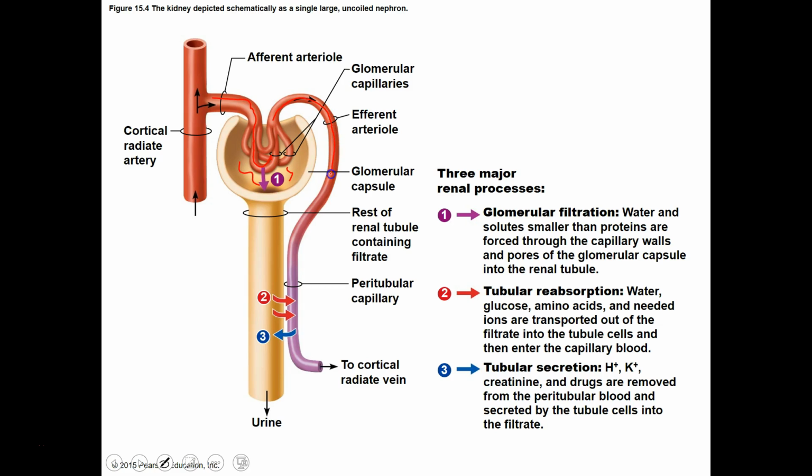Efferent artery comes out, and then we've got the capillary bed down here, the peritubular capillaries, where in that particular area you can see number 3, where we're actually secreting hydrogen and potassium out. Hydrogen, potassium, creatinine, and some other drugs are removed from that artery and vein, that capillary, in this particular area. So this is one of the things that's kind of unique, where this forces everything out.